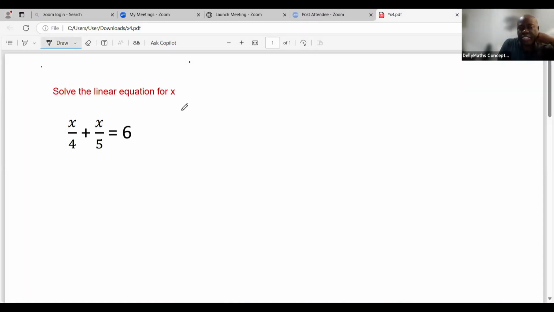Our intention is to solve for x, but we want to pay attention to the fact that we have fractions involved. The two denominators I'm looking at are 4 and 5. In order to solve this, I want to find an LCM that would work for these two numbers, and that would be 20. So 20 would dissolve 4 and 5.